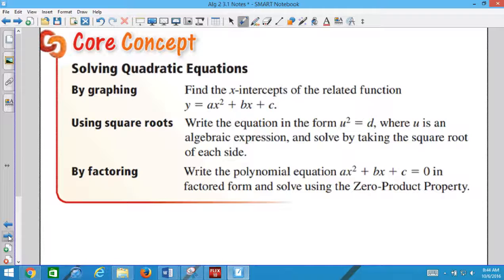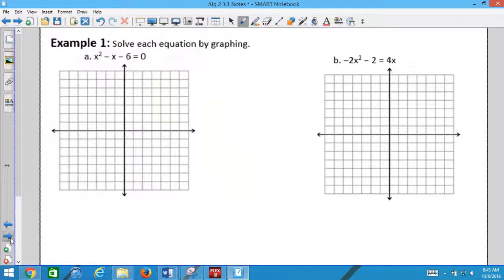So there are 3 methods we're going to learn today. The first one we're going to do by graphing, and then later we'll do square roots and by factoring. So to do the first one by graphing, we're actually going to utilize our graphing calculators. I'm going to do the graphing calculator stuff underneath my camera. You guys pull out your graphing calculator.